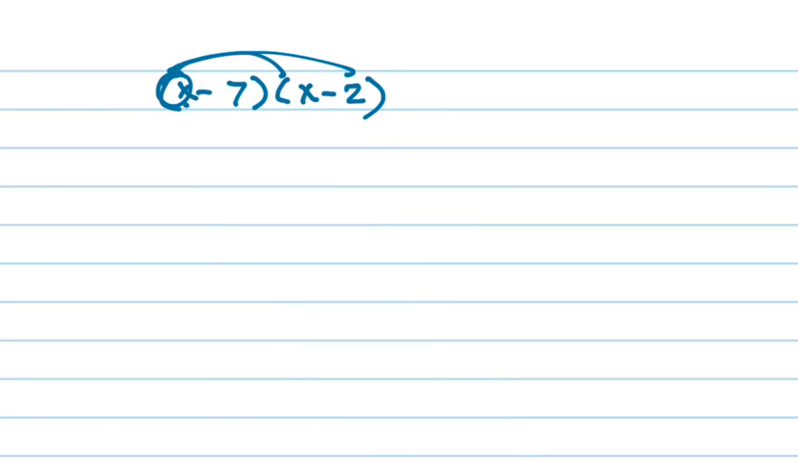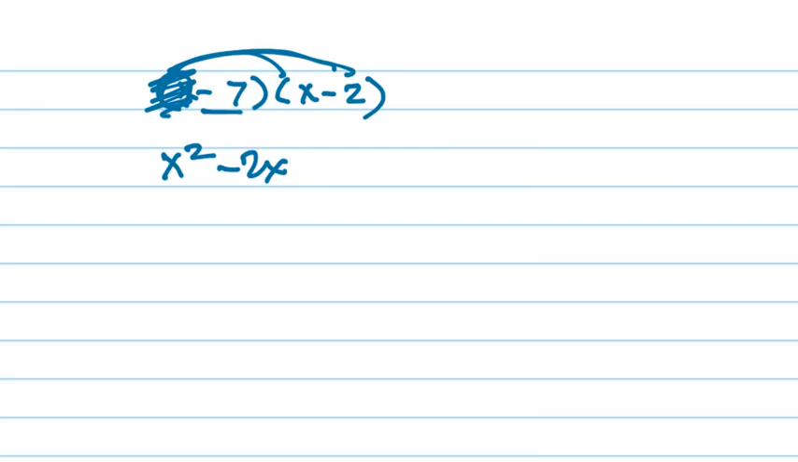Now, I want to go through one really quickly, but then we're about to run out of time. So, say we have x minus 7 times x minus 2. So my first term is x. I'm going to distribute it through the second one. So x times x is x squared. x times negative 2 is negative 2x. Now I'm done with the x.